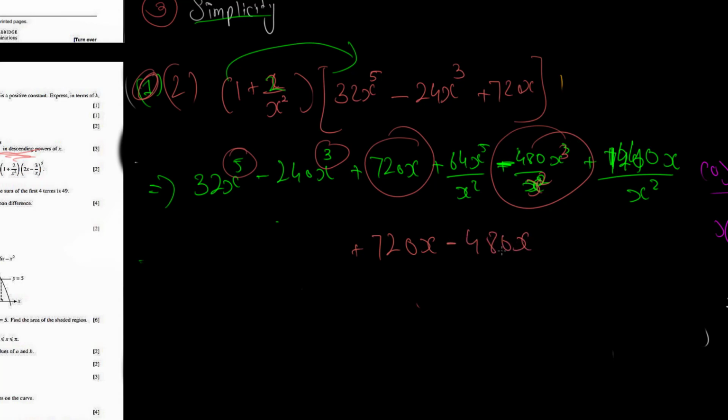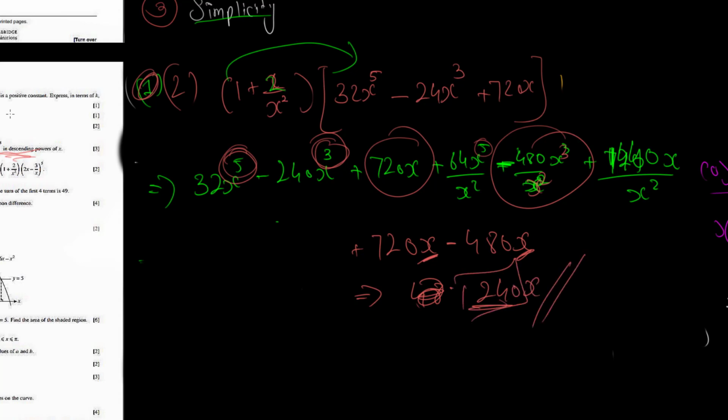Again, the question asks us specifically to find the coefficient of x. So all the other terms with power of x not being 1, we'll simply ignore them. So this will basically give us 720 minus 480, which is 240x, and that's your answer. So what's the coefficient? 240 is the coefficient. That's your answer right there.